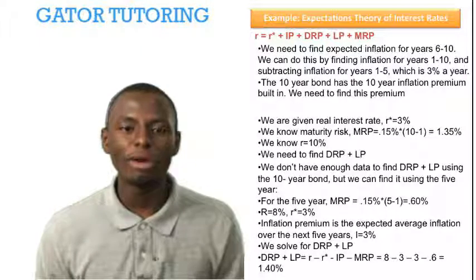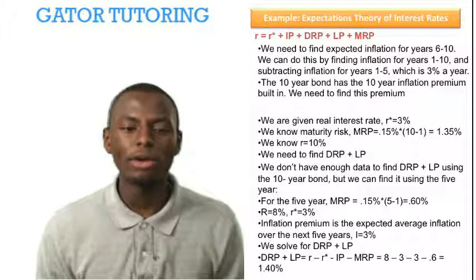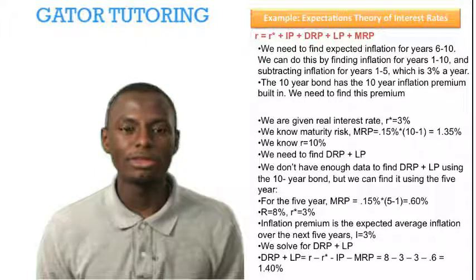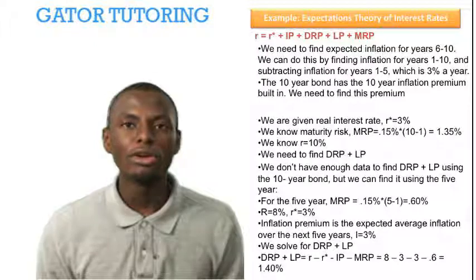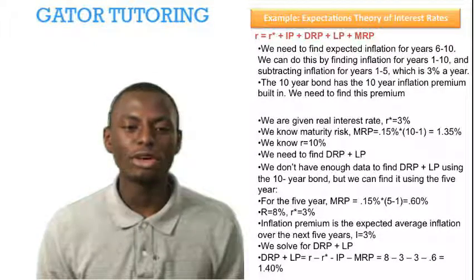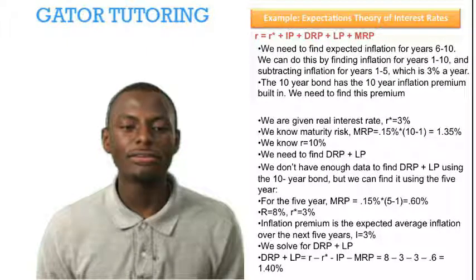So for the 5-year bond, we know the maturity risk premium equals 0.15% times 5 times the quantity of 5 minus 1, which is 0.6%. We also know that R equals 8%, the return on the bond is 8%, and the real risk-free rate of return is 3%. So the inflation premium is the expected average inflation over the next 5 years, which we're given is 3%. So now we can solve for DRP plus LP.